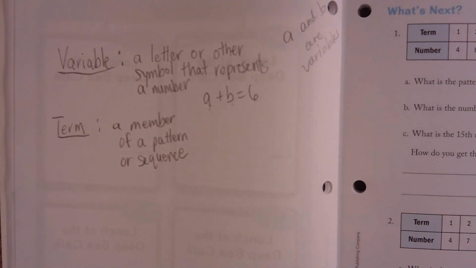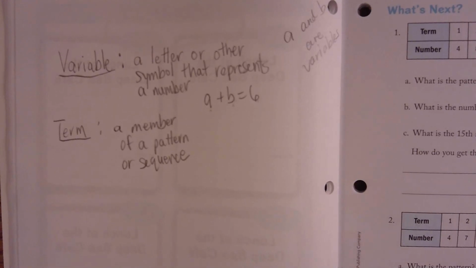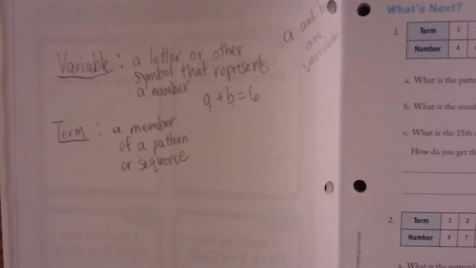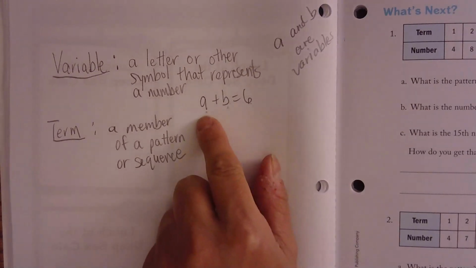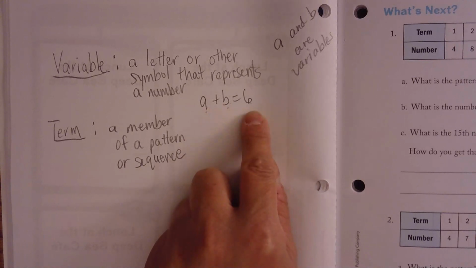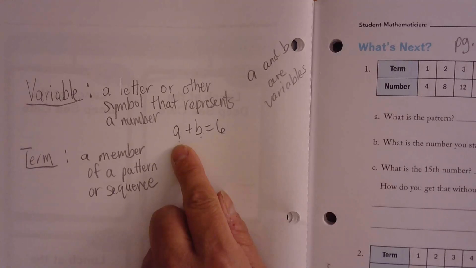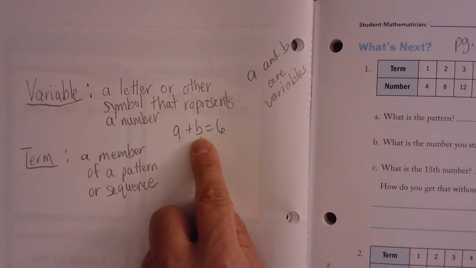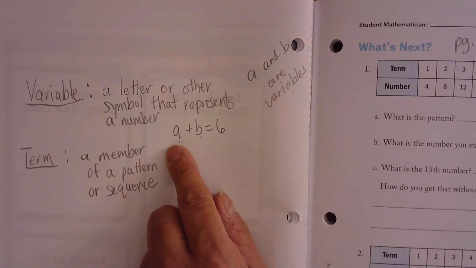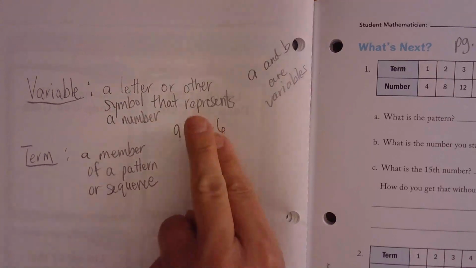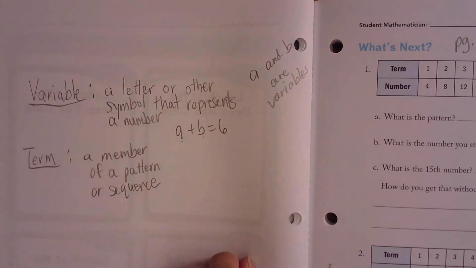All right, friends, so just as a reminder, a variable is a letter or other symbol that represents a number. For example, in the equation a plus b is equal to 6, both a and b are variables. Now, in this case, a and b could be a number of different values. You could say a is equal to 6, b is 0. You could say a is 5, b is 1, a is 4, b is 2, or you could say the reverse. So they are just unknown numbers.